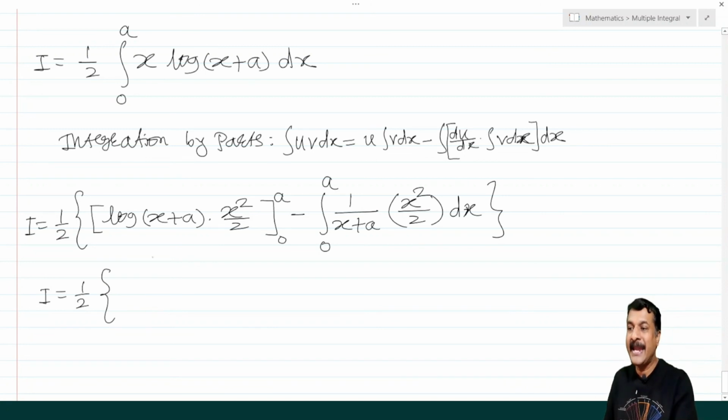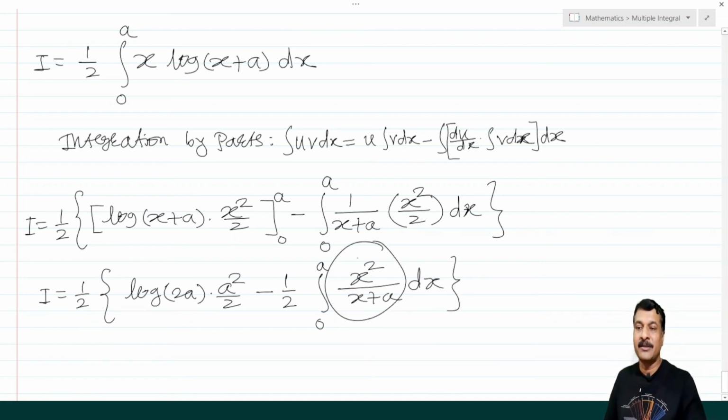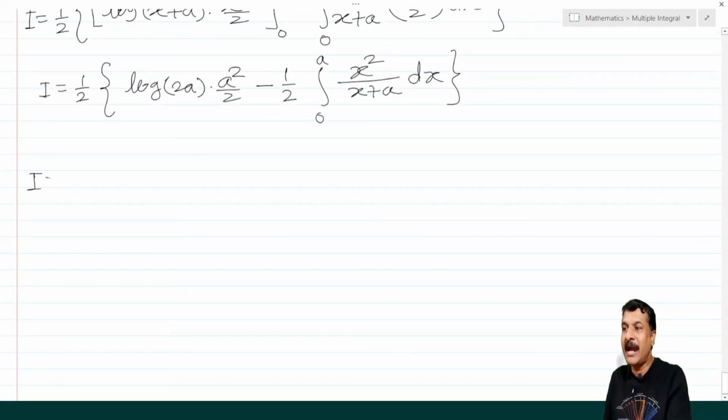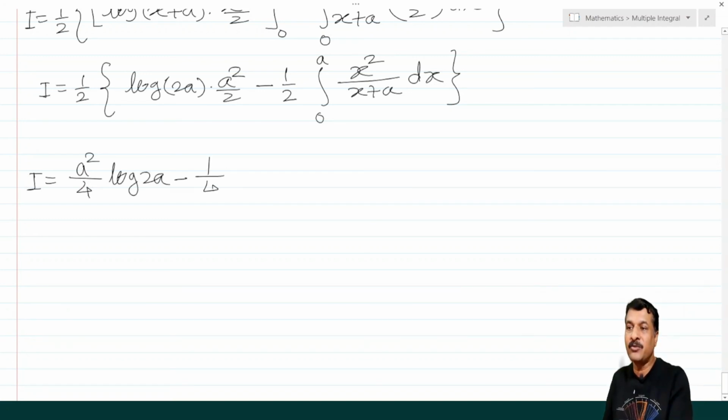Now upper limit a, so log a plus a, it is a 2a into a square by 2, and due to lower limit, because x is 0 now, it is 0 minus, so this I will take outside. So I will take here 1 by 2 integration 0 to a x square upon x plus a dx. How to evaluate this one? Note now here the adjustment. But before to that, simplify first part. So I am getting I equal to a square by 2 into half. I am getting a square by 4 log of 2a minus 1 by 2, 1 by 2, 1 by 4.